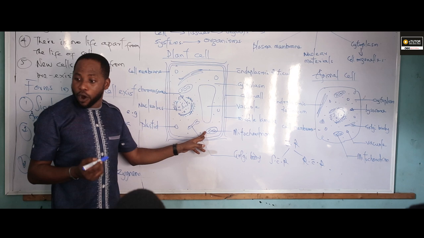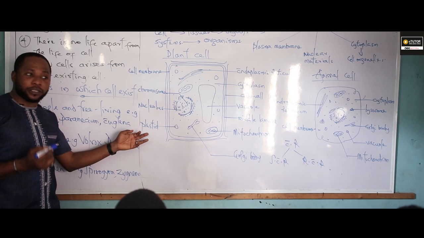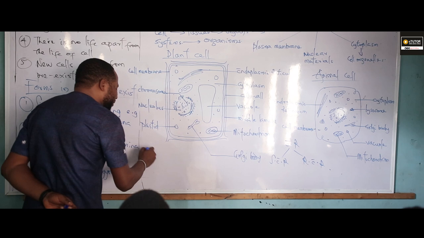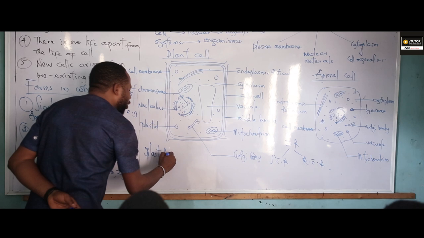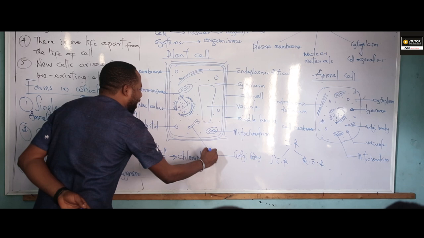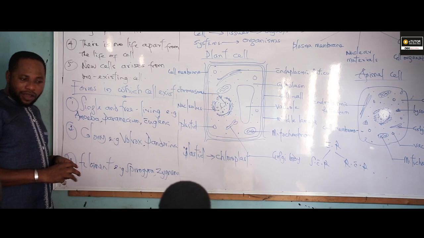Then after that, we have plastid. Now, plastid is also called chloroplast. And what is chloroplast? The green pigment of the plant. Are you getting me now?